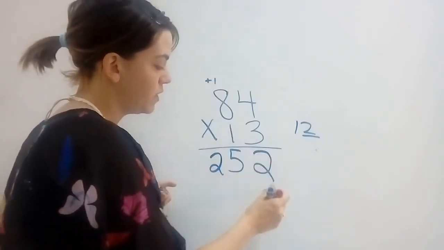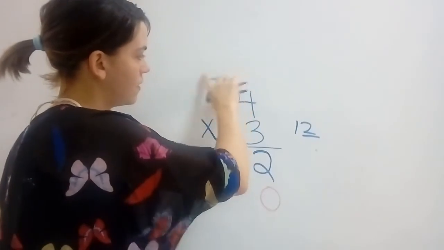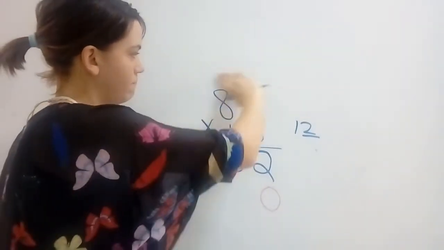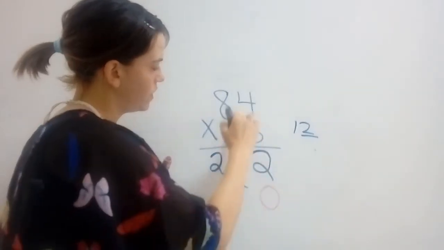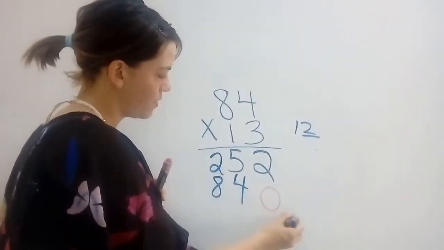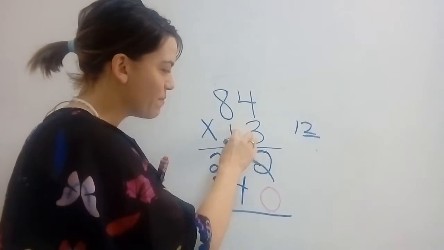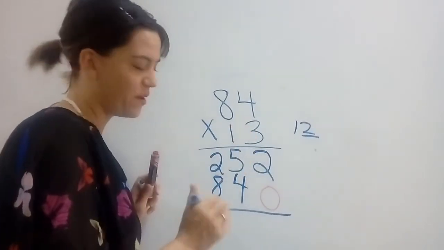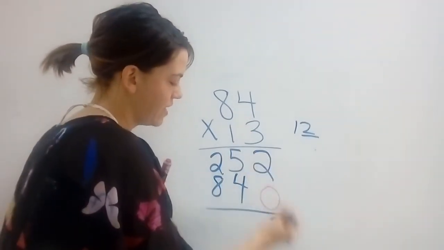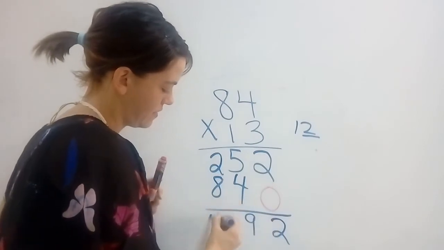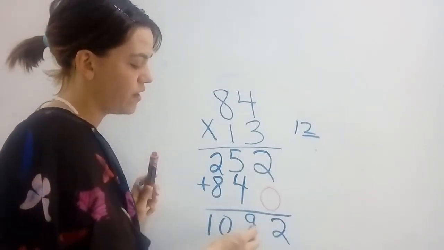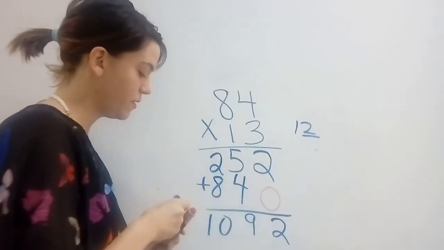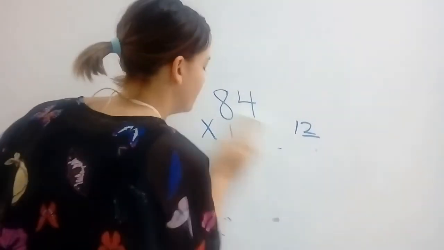Now I multiply in the tens place. 1 times 4, 4. 1 times 8, 8. That was kind of easy. It's easy when you multiply by 1 or another smaller number. And then I add. My answer is 1,092. Last one.